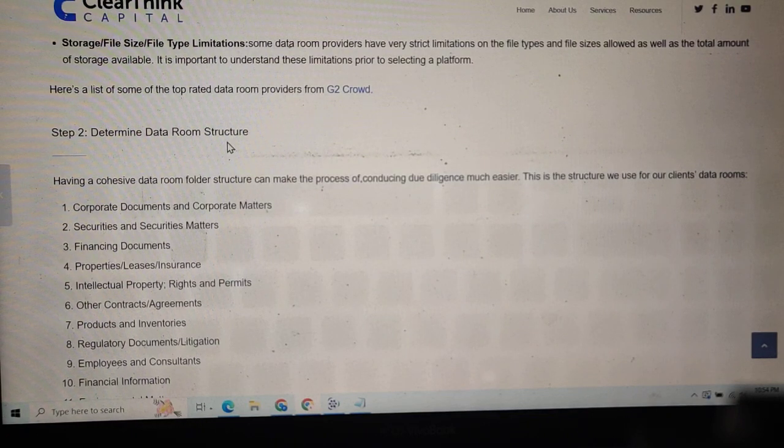Step 2. Determine data room structure. Having a solid data room folder structure can make the process of conducting due diligence much easier. This is the structure we use for our client data rooms: corporate documents and corporate matters.